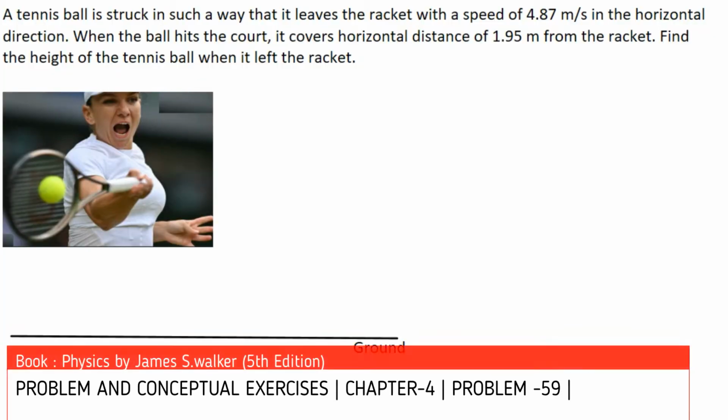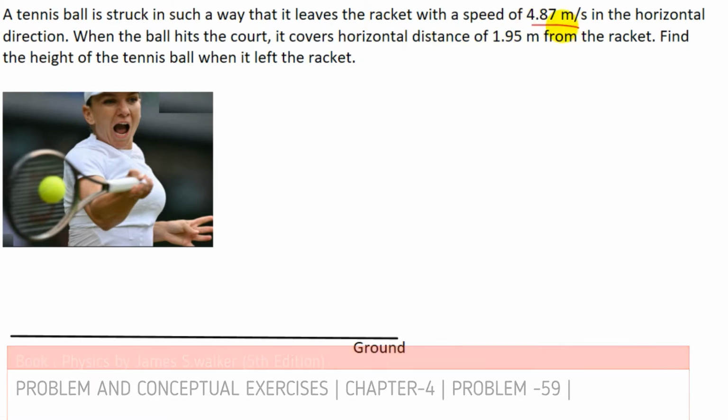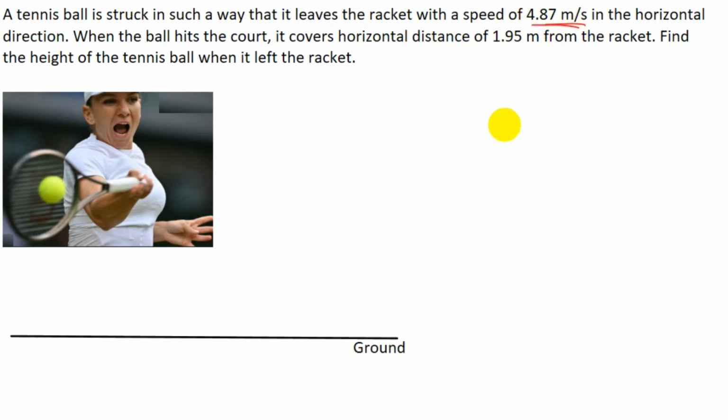Now in this question, we are given that a tennis ball is struck in such a way that it leaves a racket with a speed of 4.87 meter per second in the horizontal direction. So this ball is struck in the horizontal direction, and this will be the trajectory of the ball when it reaches the ground. The initial speed of the ball is in the x direction, basically horizontal. So v naught x we are given to be 4.87 meter per second.